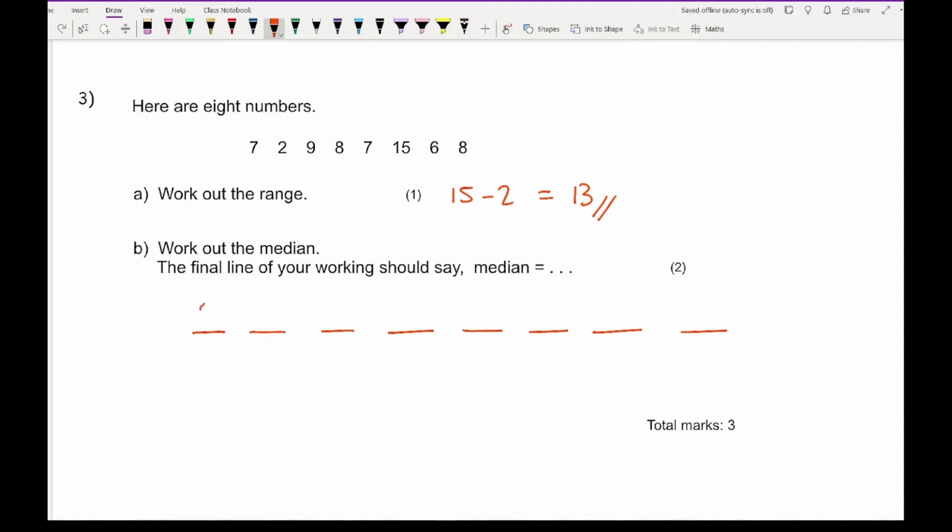All I then need to do is order the numbers. So I've got 2 and then 6 and then 2 7s, 2 8s, a 9 and a 15. So my median number is going to be between these two numbers. Then I just add the two middle numbers together, divide by 2, and I get an answer of 7.5.